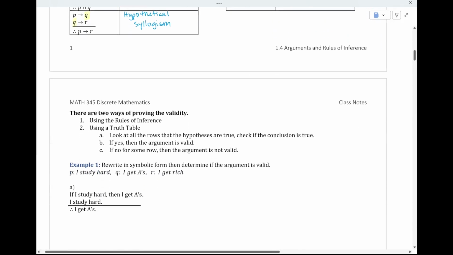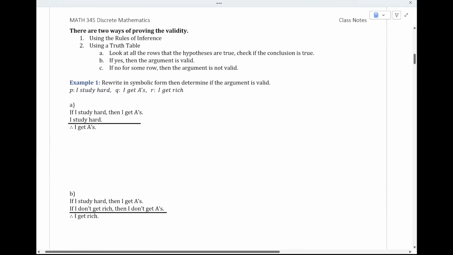Okay, there are 2 ways to prove the validity of an argument. One of them is to use those rules that we just talked about. That's often the easier way. Another way is you can look at a truth table and look at all the rows where the hypotheses are true, and then check to see if the conclusion is true. And if you can find a row where all your hypotheses are true, but your conclusion is false, then you know the argument is invalid. But if they're all true, everything's true, then the argument is valid. We'll take a look at both ways. You can determine which way you like better.